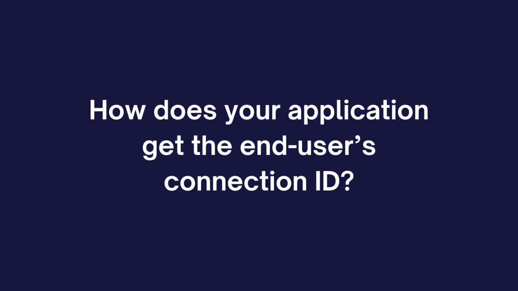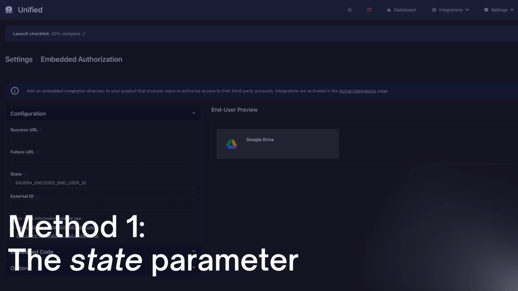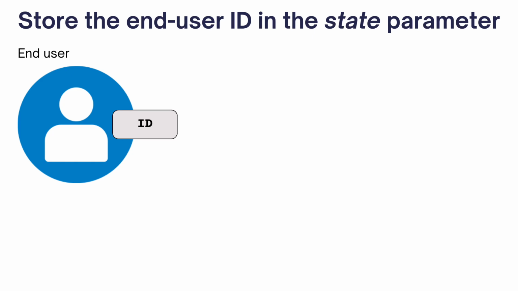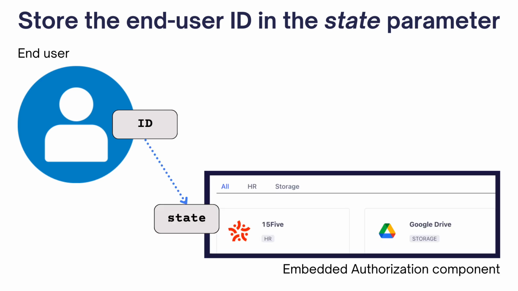So, how does your application get the end user's connection ID? Well, there are three ways. The first method for associating an end user with the connection is to use the state parameter. This is the method we recommend, which is why we're showing it first. In this method, your application encodes the end user ID into the Embedded Authorization component's state parameter. State is one of the properties of the React, Angular, and Vue.js versions of the Embedded Authorization component, and it's a parameter in the URL for the vanilla JavaScript version.